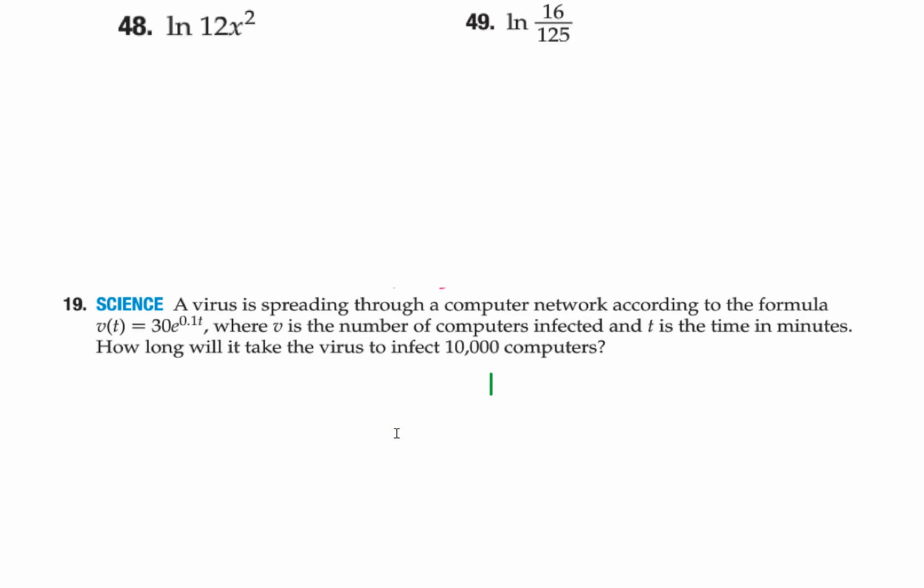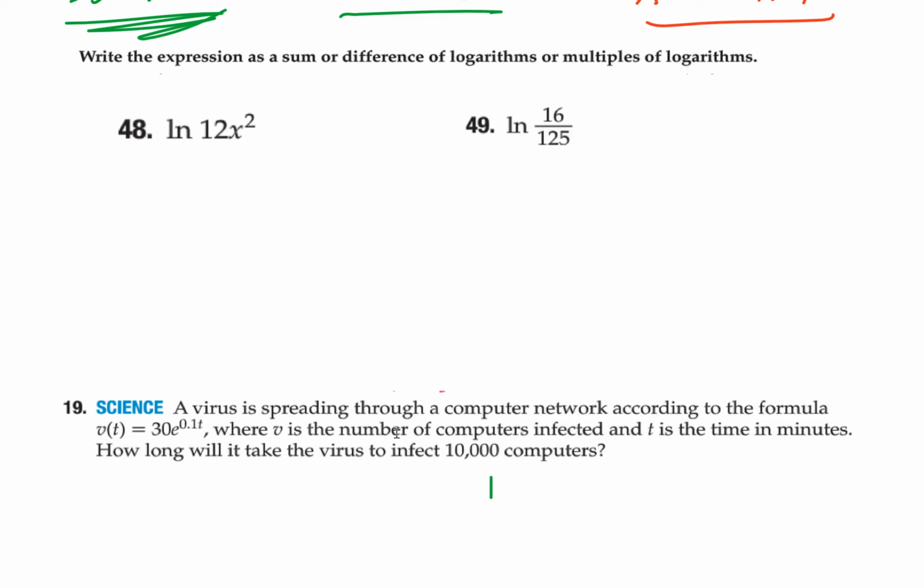Let's go backwards now. I'm going to give you a condensed one and I want to separate it. So like here, you look at it and you go, okay, I have 12 being multiplied by x squared. So I know multiplication is addition. So let's separate it. Natural log of 12 plus natural log of x squared. You're like, good, done. That was easy.